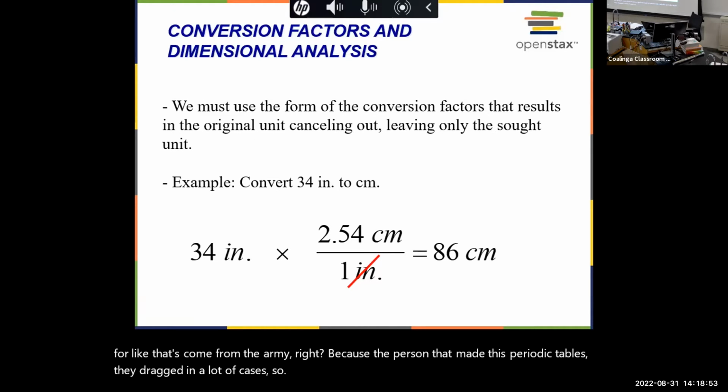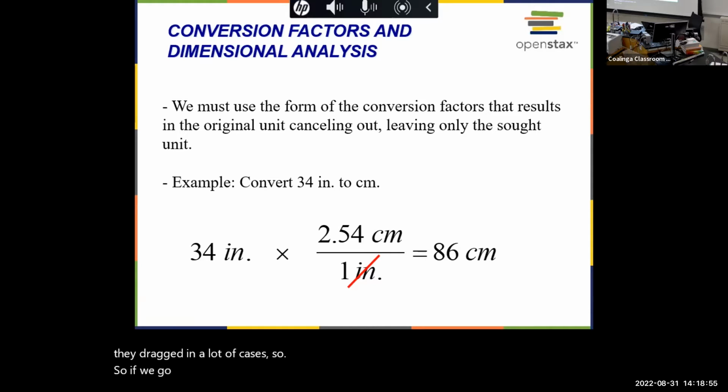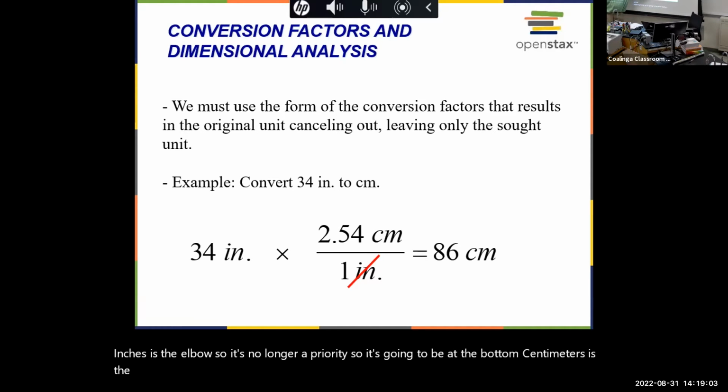Okay, so if we go through canceling out, inches is the old unit, so it's no longer a priority, so it's going to be at the bottom. Centimeters is the new unit, so we're going to end up like that. Okay.